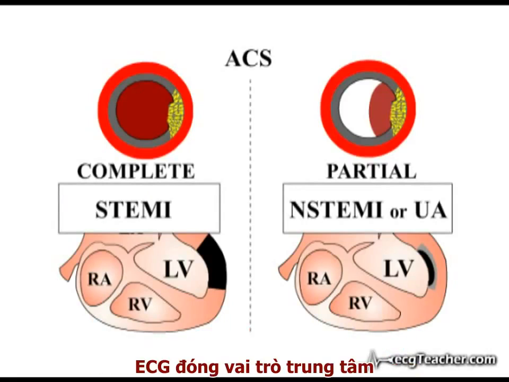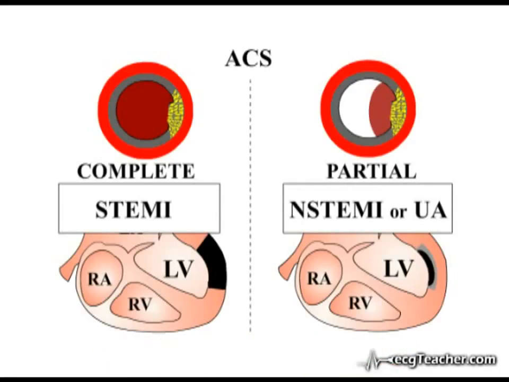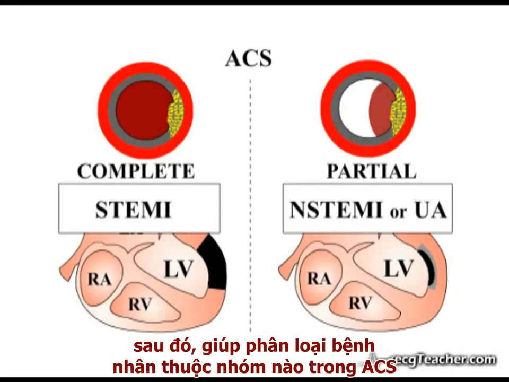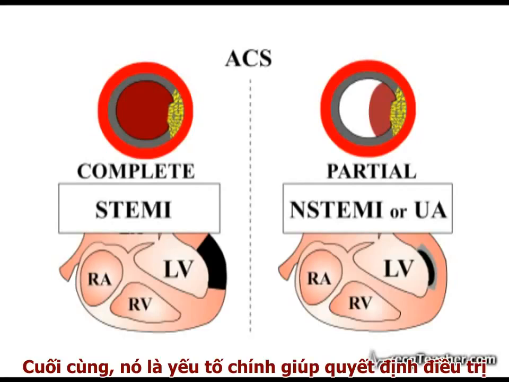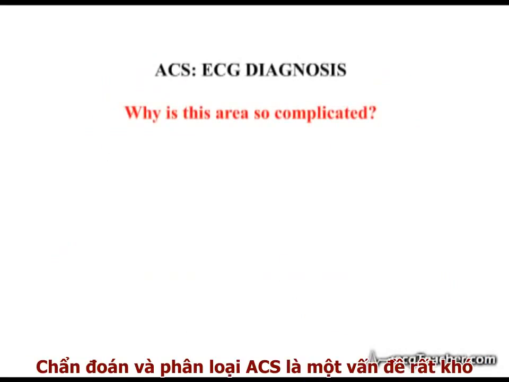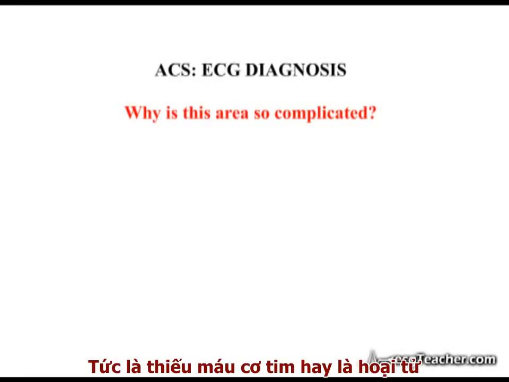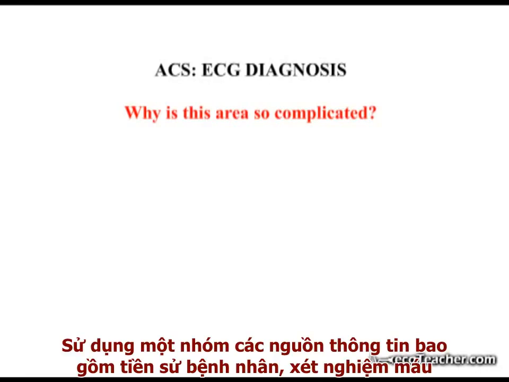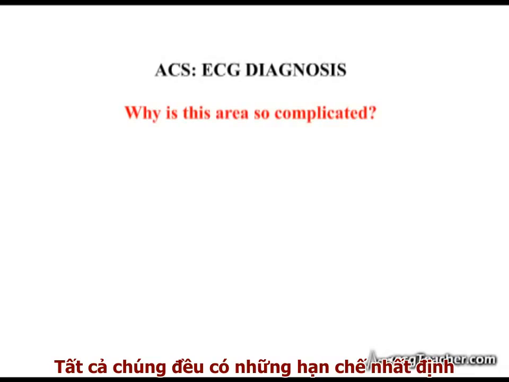The ECG plays a central role in, first of all, identifying patients with an acute coronary syndrome, and in subsequently allocating them to a particular category of ACS. The latter, in turn, is the main factor in determining their treatment. The diagnosis and classification of ACS is a challenging area. Remember, we are essentially trying to make a histological diagnosis, myocardial ischemia or necrosis, using a combination of patient history, blood markers, and surface electrical recordings, the ECG, all of which have major limitations.